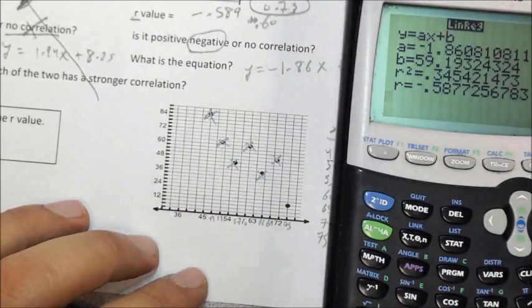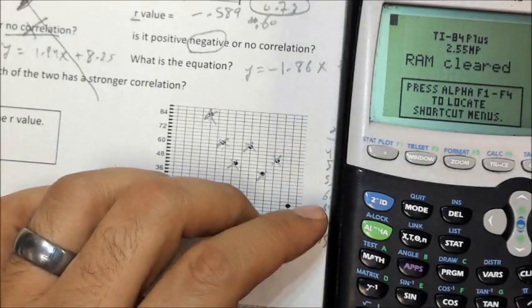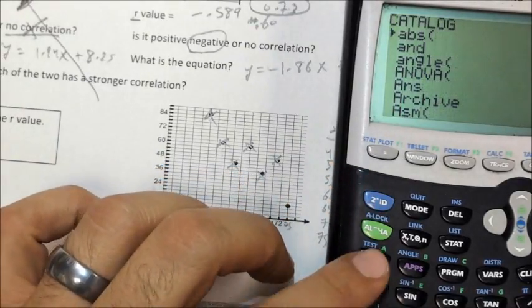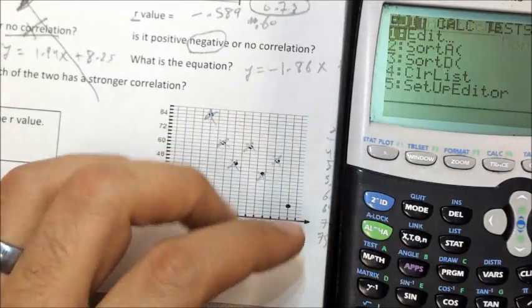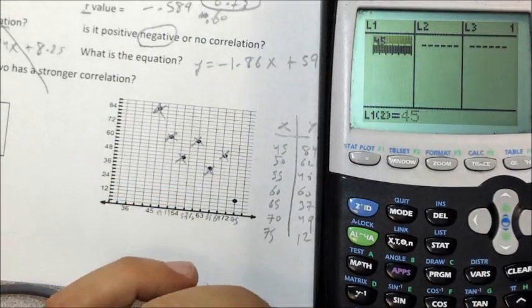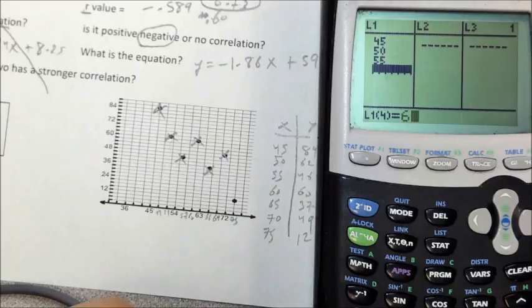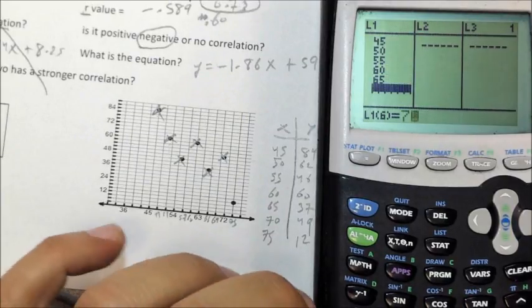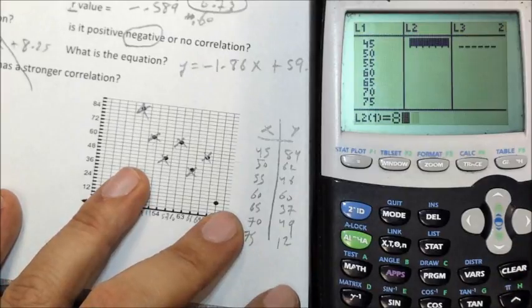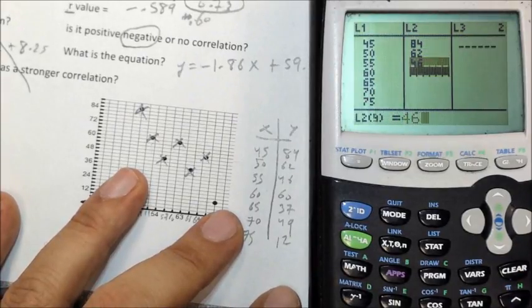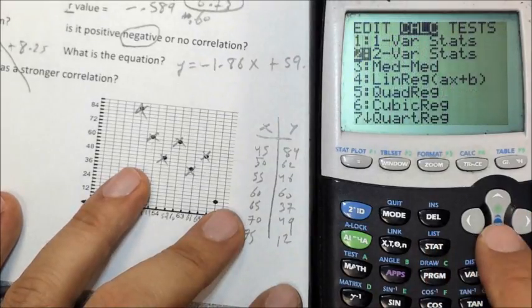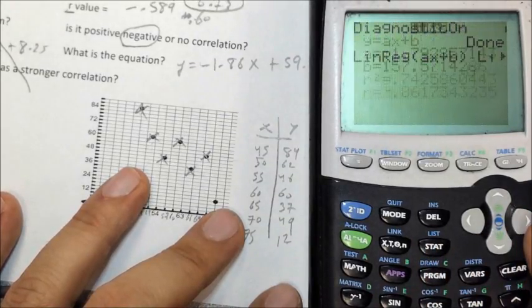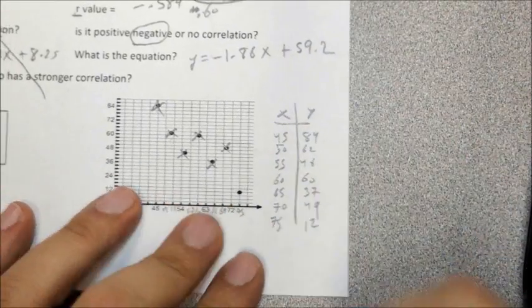Again, I go to the table. Second plus sign 712, I clear everything. Then I go ahead and turn on the diagnostic. Then I go to stat and plug in the numbers. Stat, calculate linear regression, and there we go, negative 0.86.